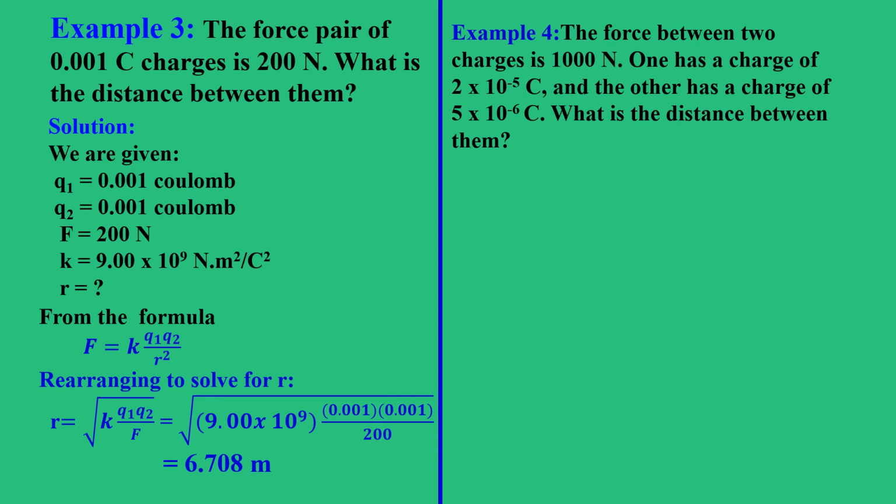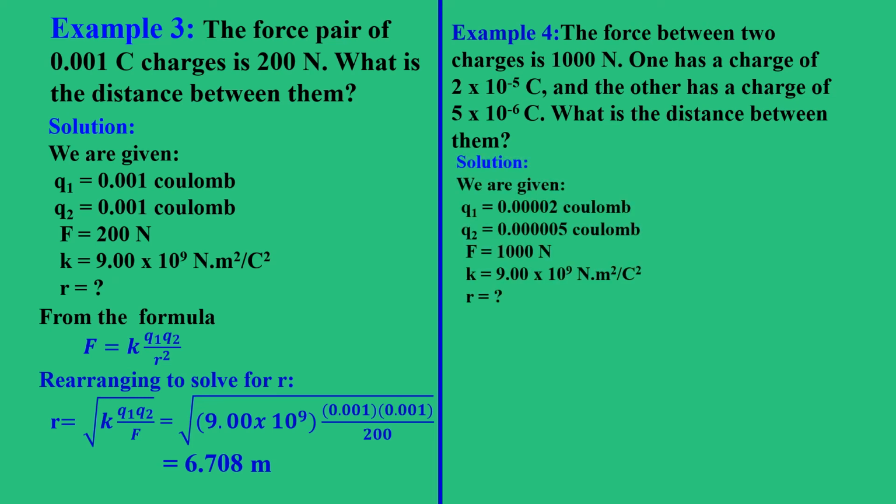Example number 4. The force between two charges is 1000 newtons. One has a charge of 2 times 10 to the minus 5 Coulomb, and the other has a charge of 5 times 10 to the minus 6 Coulomb. What is the distance between them? Here we are given Q1, 2 times 10 to the minus 5. Q2 is 5 times 10 to the minus 6. The force between them is 1000 newtons. K is 9 times 10 to the 9 Newton meter squared per Coulomb squared. We are required to find R.